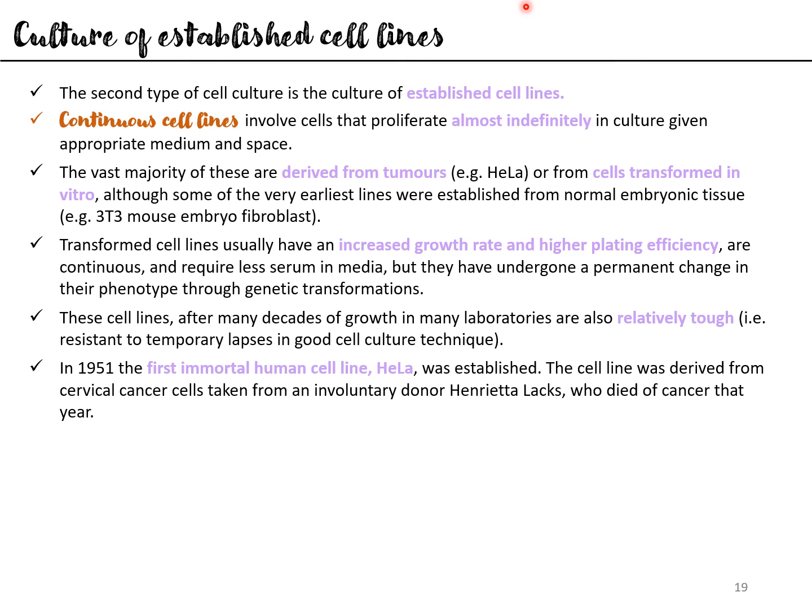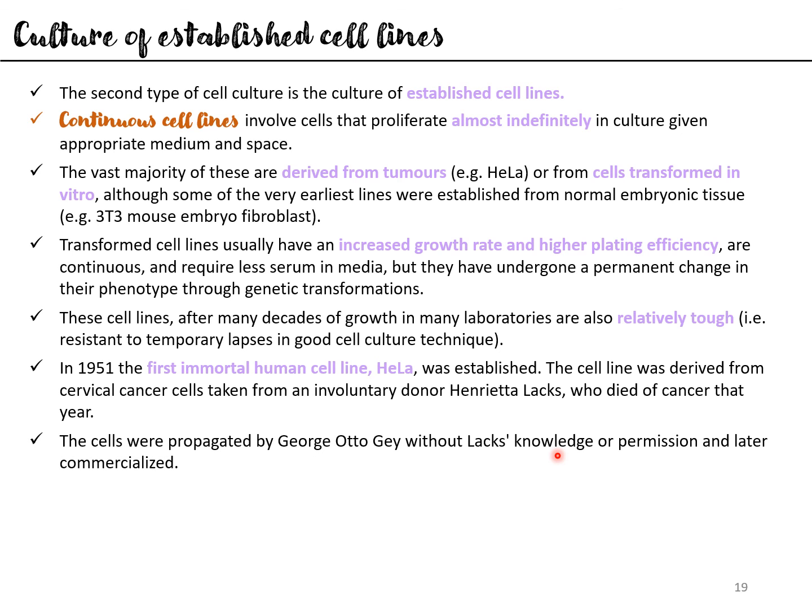In 1951, the first immortal human cell line, HeLa, was established, and I'm pretty sure everyone has heard of it. The cell line was derived from cervical cancer cells taken from an involuntary donor, Henrietta Lacks, who died of cancer later that year. The cells were propagated by George Otto Gey without Lacks's knowledge or permission, and later on it was commercialized, and then a subsidiary paid the family members of Henrietta Lacks. So HeLa stands for Henrietta Lacks.